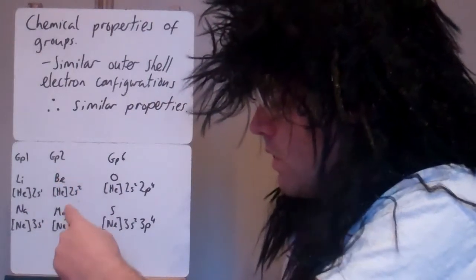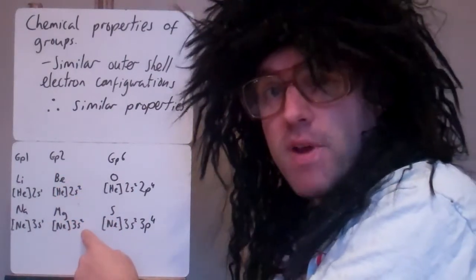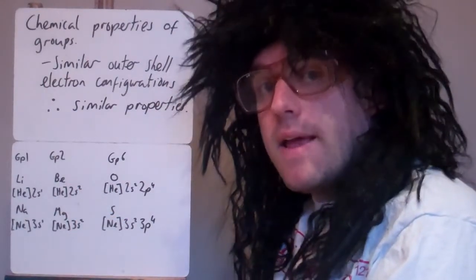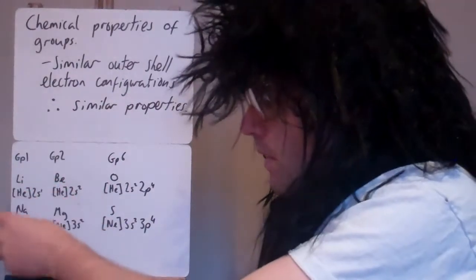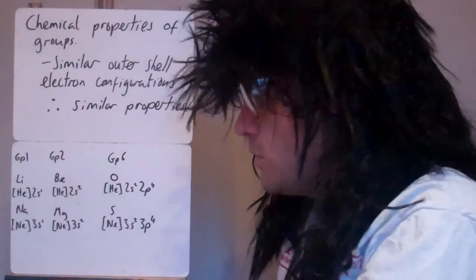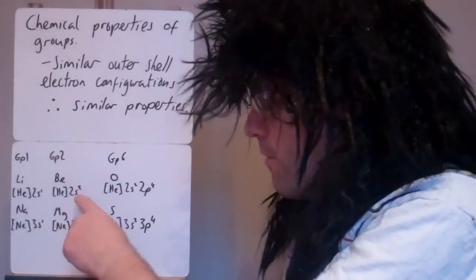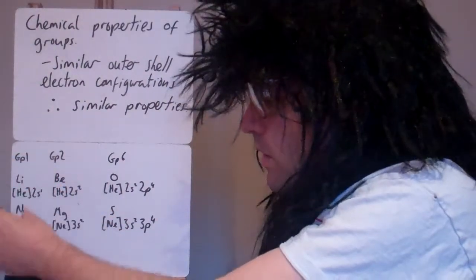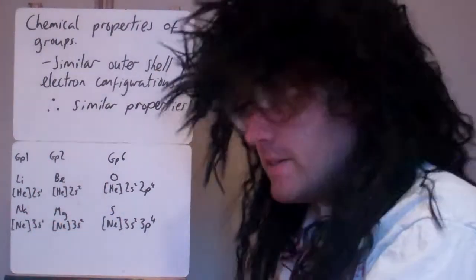In group 2, you've got beryllium, 2s2, magnesium, 3s2. So they've both got 2 electrons in an s subshell. When they react, lithium and sodium lose one electron, both of them losing them from their s subshell. Beryllium and magnesium lose 2 electrons, both of them from their s subshell. So they're reacting in similar ways. The 2 elements here in group 1 react in a similar way, and the 2 elements in group 2 react in a similar way.